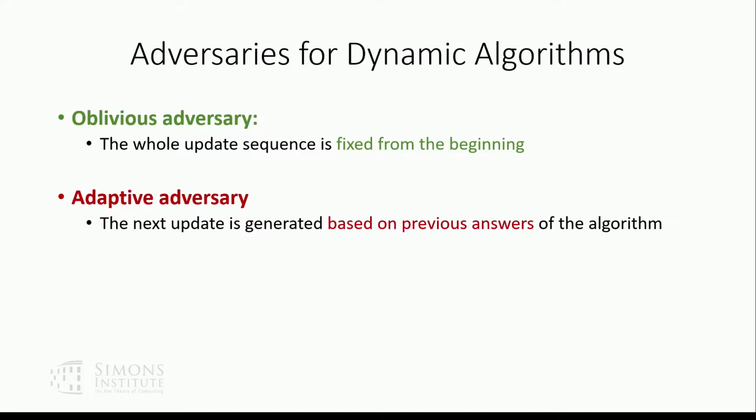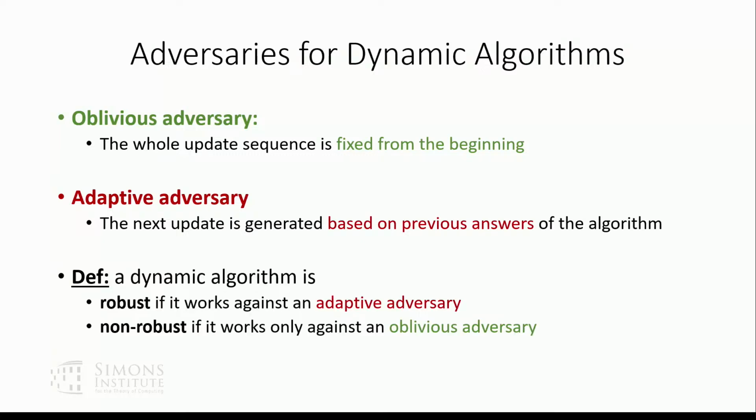Another one is adaptive adversary. This is the adversary such that the next update is generated based on the previous answer of the algorithm. So this one is stronger than the oblivious one. We want to get a data structure that works against adaptive adversary in many settings, for example, when we want to use it as a subroutine inside a static algorithm. And for this talk, I will use this word for short: the algorithm is robust if it works against adaptive adversary. Otherwise, if it only works against oblivious adversary, I say that it's non-robust.